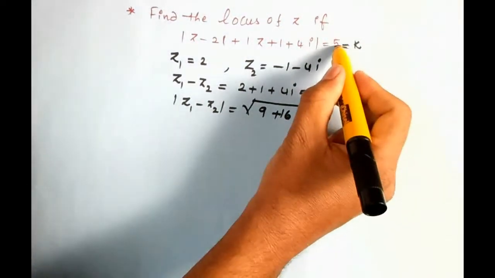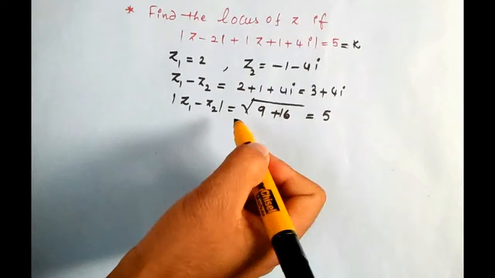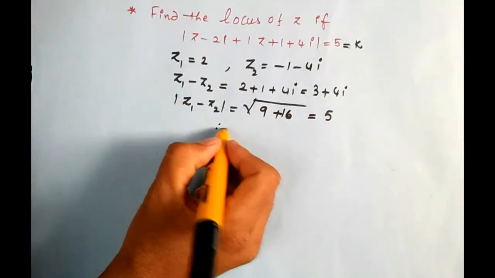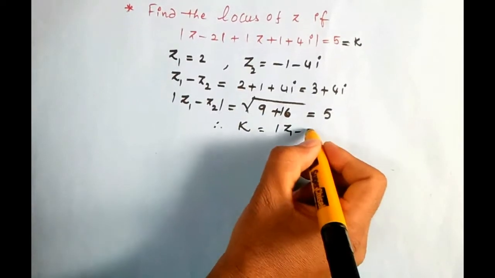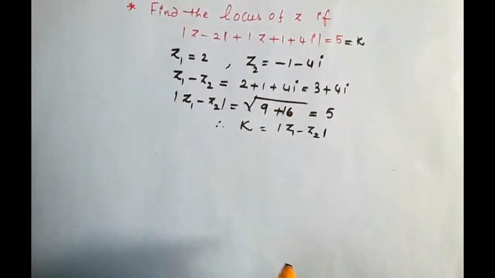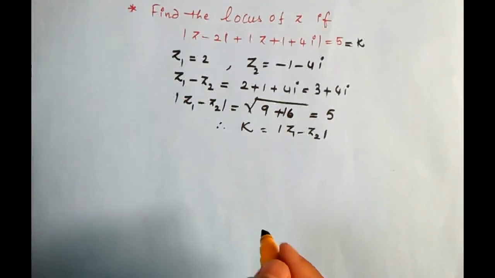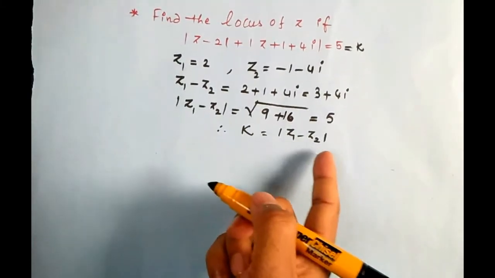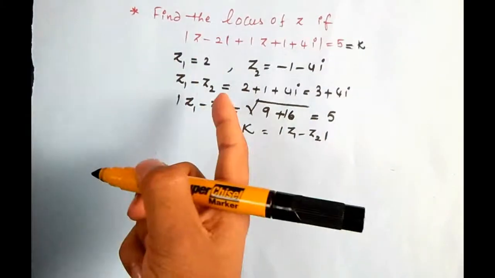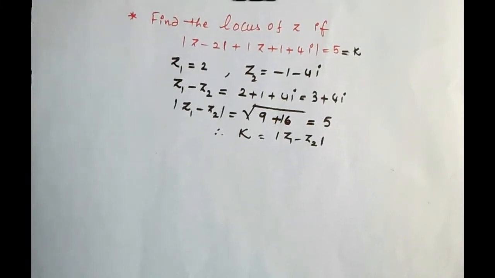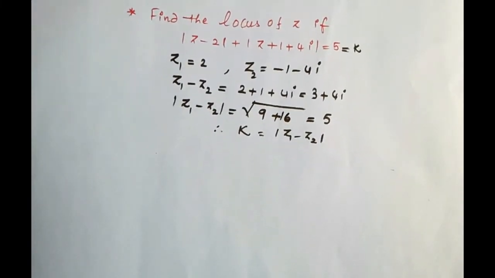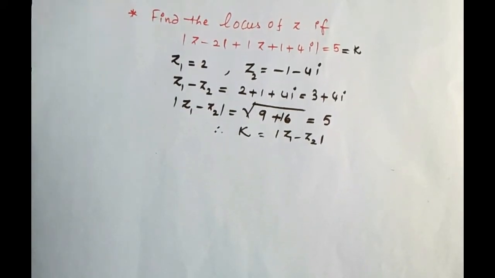Now you see what happened. Here the k value is 5, as well as modulus of Z1 minus Z2 is also 5. So therefore they are equal: k equals modulus of Z1 minus Z2. So in this case, according to the concept, if k equals modulus of Z1 minus Z2, Z1 and Z2 are collinear, and the locus of z is a straight line. The locus of z is in fact the line segment joining Z1 and Z2.